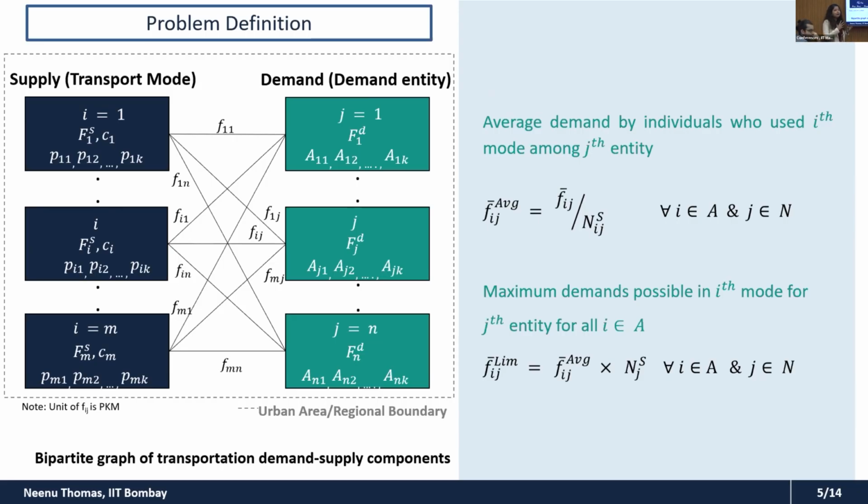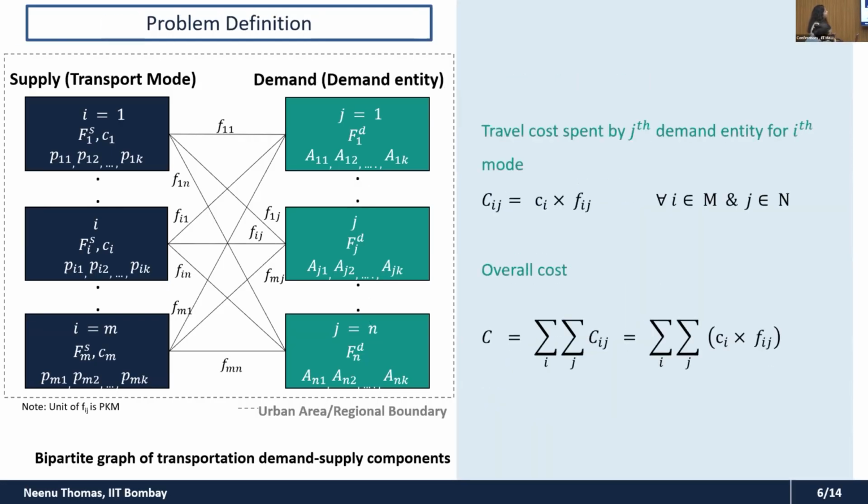Similarly, for active modes such as walking or bicycle, we might not be able to travel in that mode beyond a limit. So we have to identify what is the demand and the supply. In that case, we again use the sample survey data to identify the limit of such supplies. And we have a cost for each of the transport modes, which we can also evaluate based on the survey.